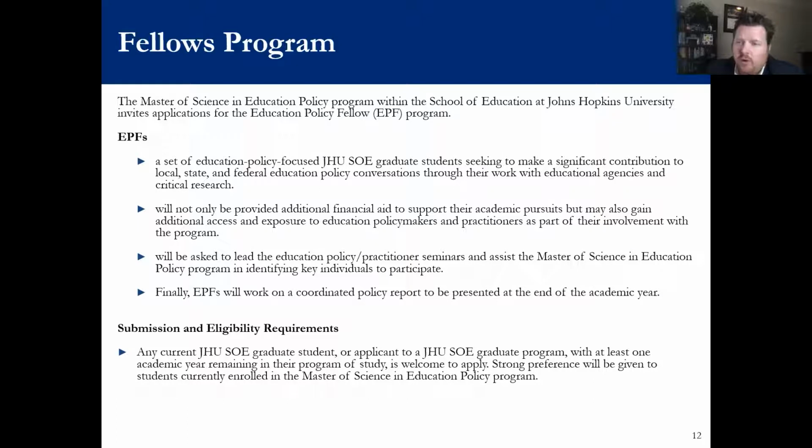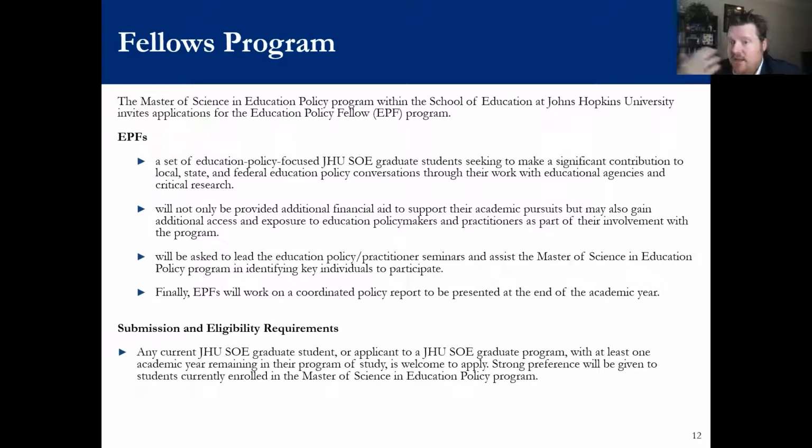They play a leadership role in helping us gather speakers. We try to host at least a speaker every month that's in an education policy position. The EPFs are the ones that come up with a list of speakers that they think would be interesting, and I help facilitate those conversations.